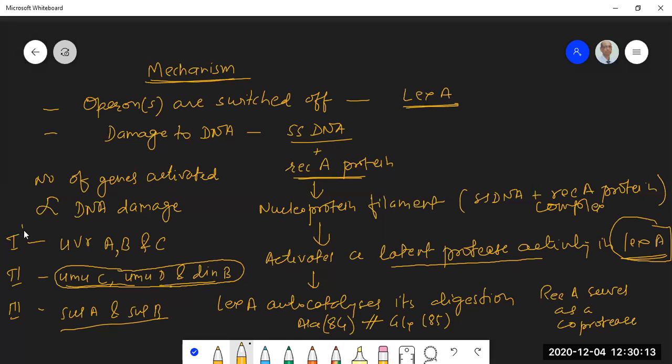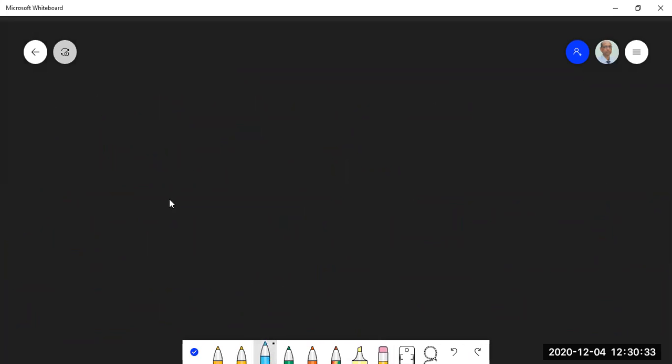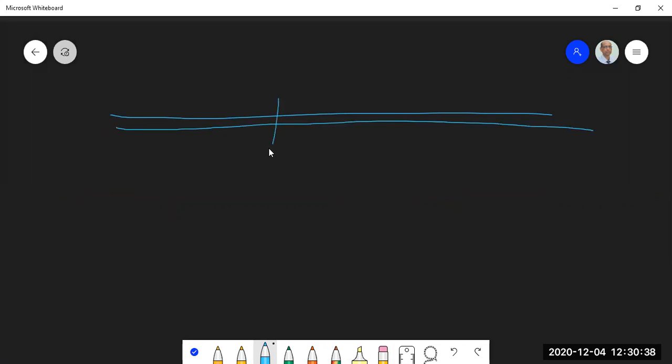The first one to be switched on is the operon containing genes UvrA, B, and C. The second one is UmuC, UmuD, and DinB. And the third is SulA and SulB. So it goes like this. Now you understand what is meant by an operon. So you have the promoter. Within the promoter, there is an operator, and these are the DNA damage repair genes.